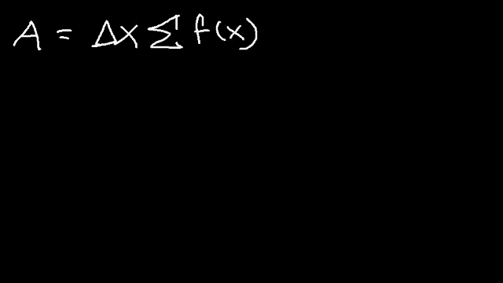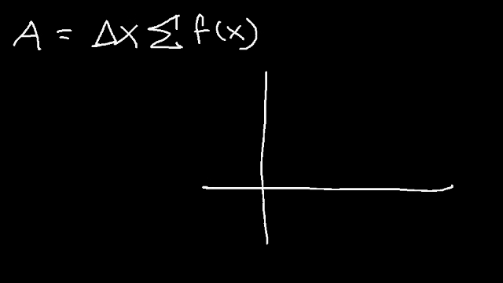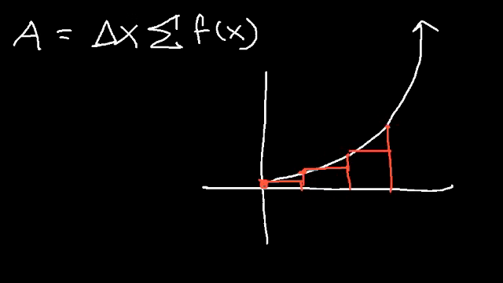So let's use the left endpoints to get the answer. Using Riemann's sum, the area is going to be equal to delta x times the sum of f of x. So what we're going to do is break it up into rectangles. As you can see, you can approximate the area by adding up the area of each rectangle.